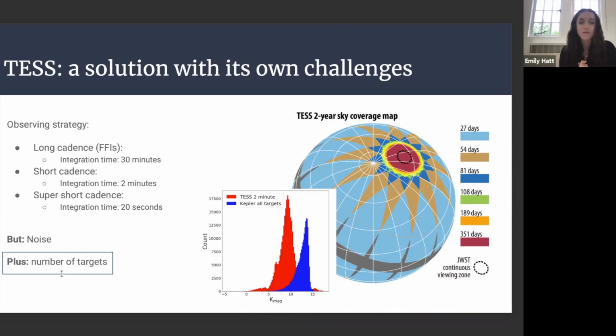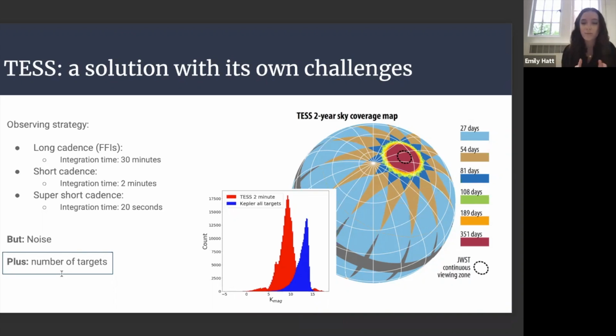Although fewer stars are observed in short and long cadence, of course, because TESS is looking at so many stars in total, that shorter set already constitutes in excess of 200,000 targets. So that's an excellent playground for us to look for oscillations in. Now, we do have our own challenges to address when it comes to TESS in comparison to Kepler, and the majority of these are related to the noise.